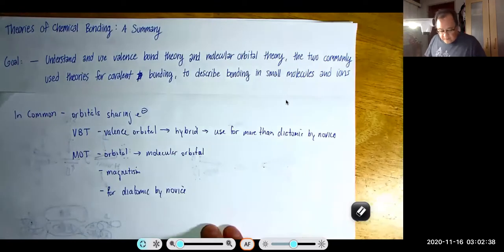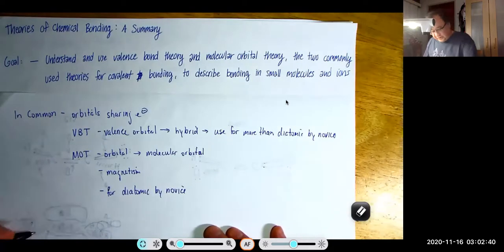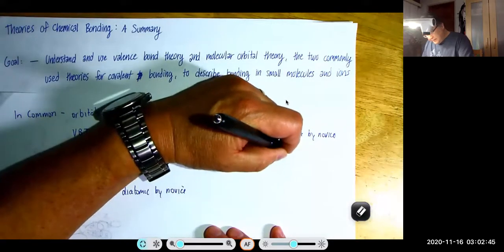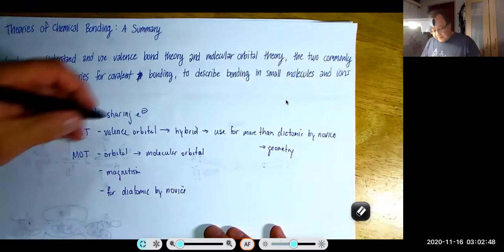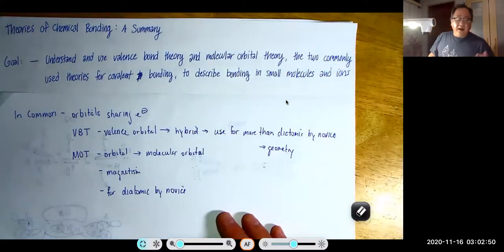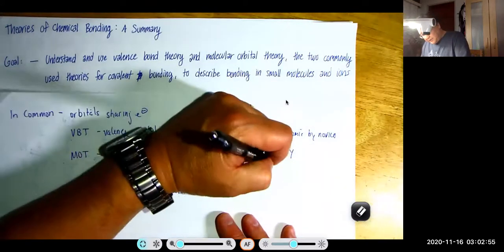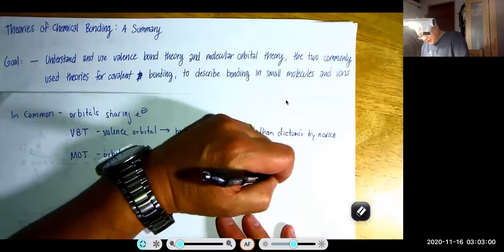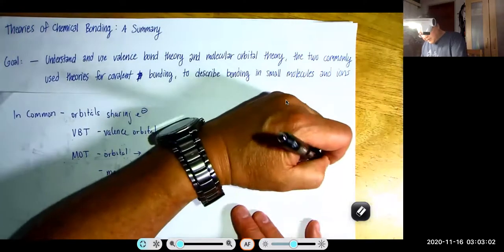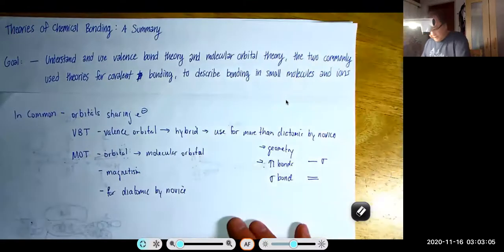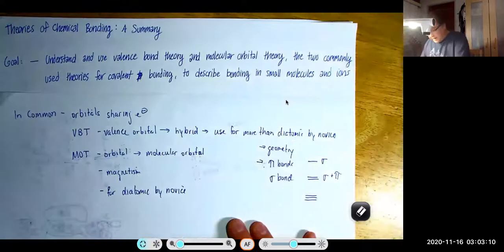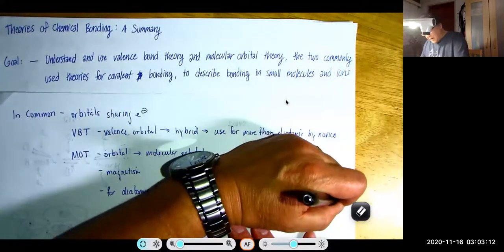Does valence bond theory get geometry? You betcha. Gets you to geometry. And does valence bond theory provide, if you will, pi bonds and sigma bonds? Yep, gives you pi bonds. And it gives you sigma bonds. Remember, a single bond is going to be a sigma. A double bond is going to be a sigma plus a pi. And a triple bond is going to be a sigma plus 2 pi's.